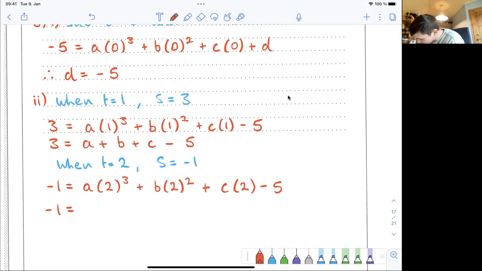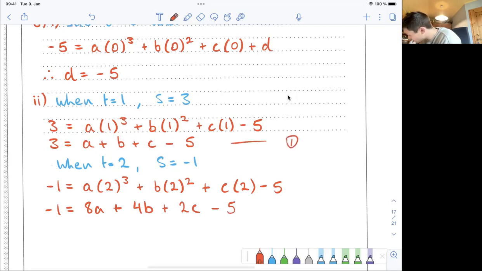Let me clean that up. That's not very good. And then moving on, we're going to get B multiplied by 2 squared, which is going to be 4B. And then lastly, we're going to get 2C -5. All right, so there is our second one. So let's just label these. This is our first equation. This is our second equation.